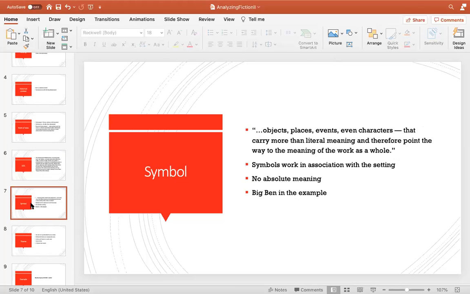Okay, the next element of fiction is symbol. What is a symbol? Symbols are objects, places, events, or characters that carry more than literal meaning and therefore point the way to the meaning of the work as a whole. So, for example, the symbol of water in a novel can mean rebirth or life. Fire as a symbol could mean destruction.